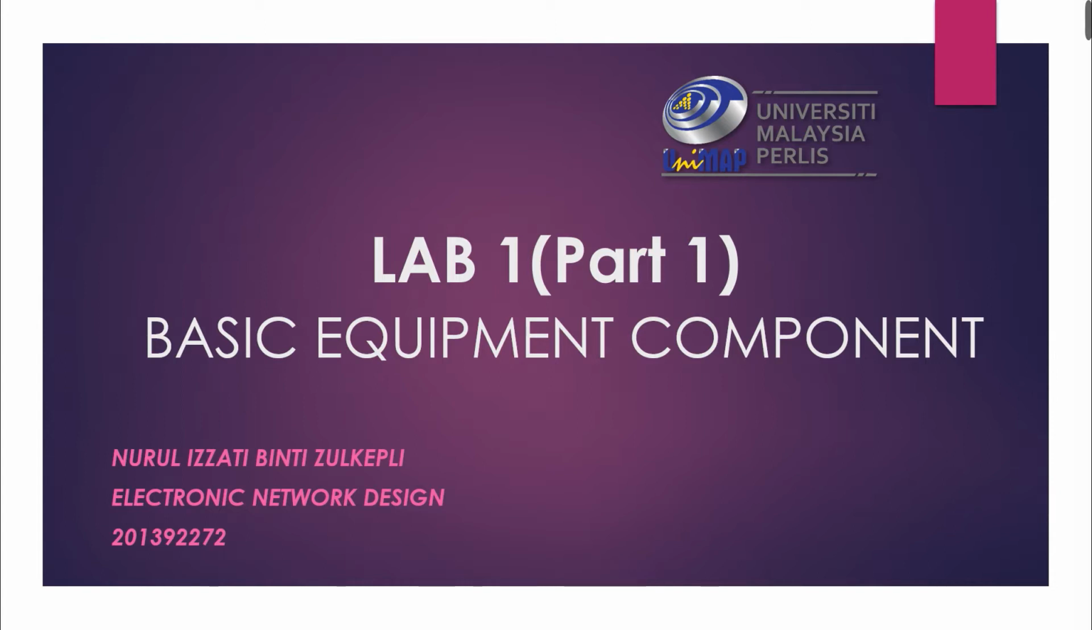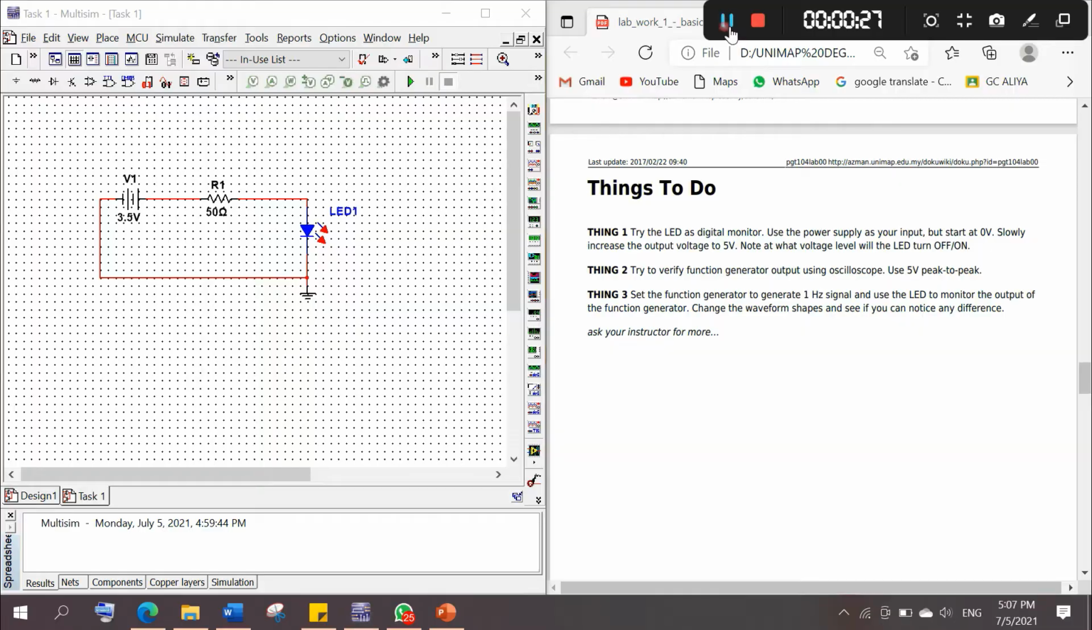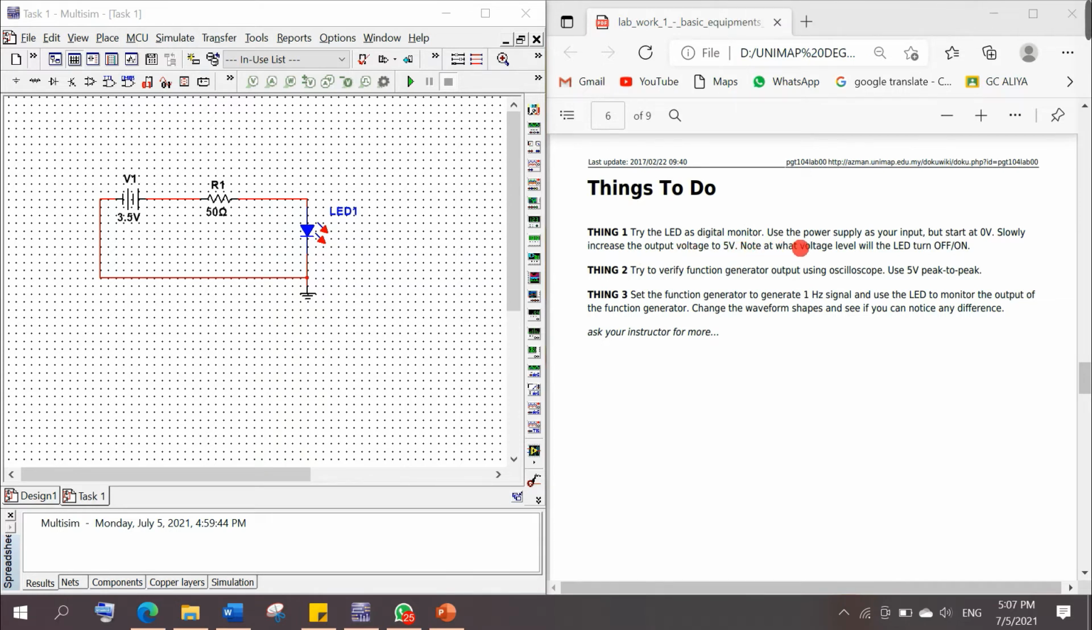Today I will explain LAB1 for Part 1, Basic Equipment Component. For task 1, try the LED as a digital monitor. Use the power supply as your input. Start at 0 volt, then slowly increase the output voltage to 5 volt. Then we must know at what voltage level the LED turns on or off.